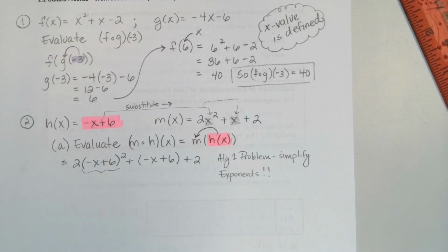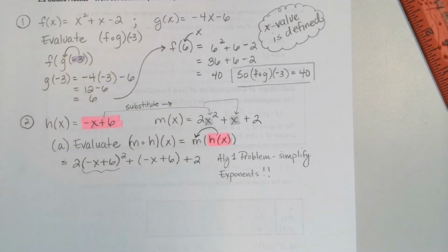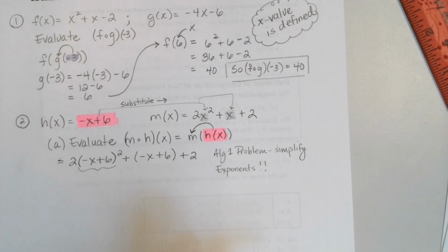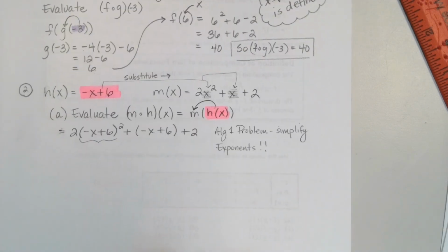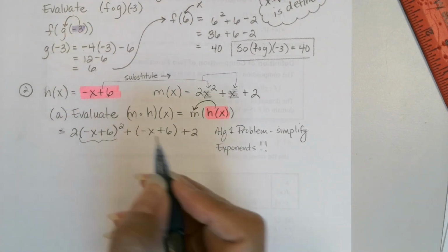What a lot of students do, and it's a big no-no, is they take this exponent and they distribute it to each term. That is absolutely incorrect. Okay, that does not work over addition. Your distribution of an exponent can only happen when everything inside the parentheses is multiplying. So what do we do with negative x plus 6 to the second power?